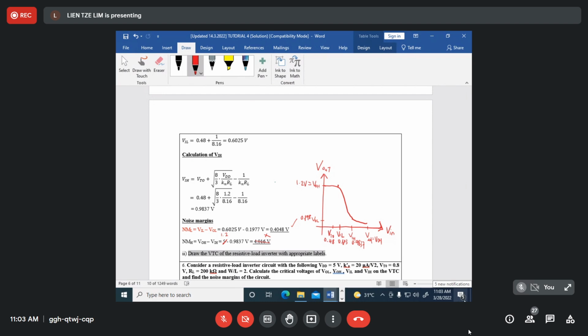So the VTC should be like this, with all the labels of critical voltage. You must know how to solve this, how to draw and how to calculate. This type of question is very easy to score. Make sure you know how to solve this question, and this is also one of the popular questions that will come up in the final assessment.